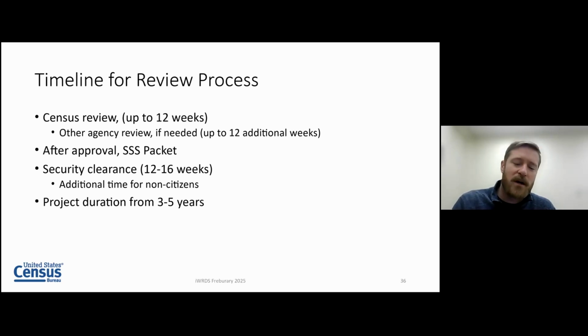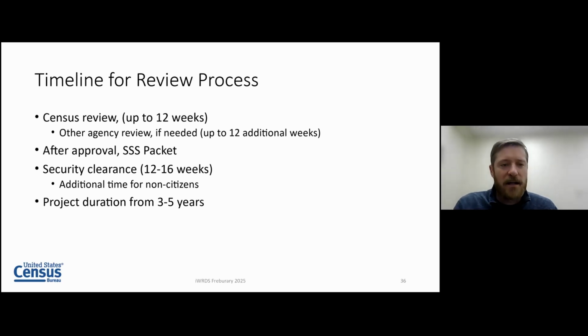Once it's ready, once we've gone back and forth and everyone agrees that this is ready to submit, from that point, the census review is typically around 12 weeks. So within 3 months, the census will get back to you. Once census approves, there's additional agency approvals that can take an additional 12 weeks as well. Then once the project is fully approved, the researchers can then submit and begin the SSS packet and consideration for that. SSS review is typically around another 12 weeks.